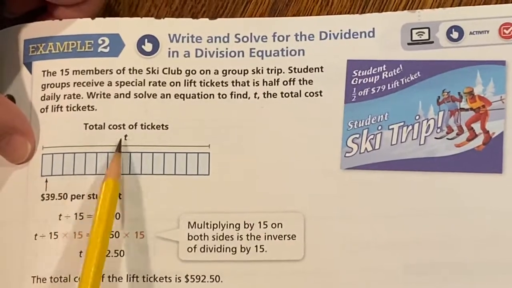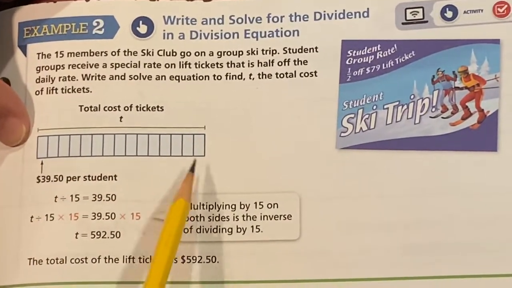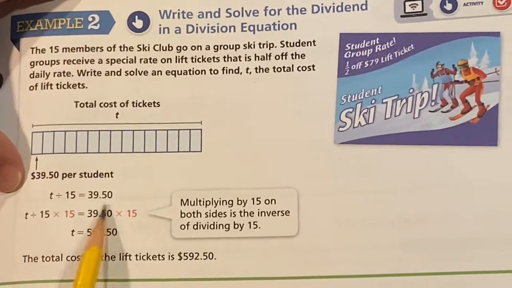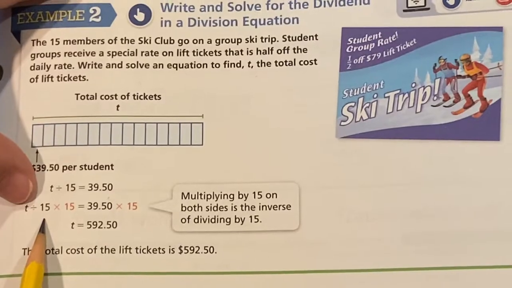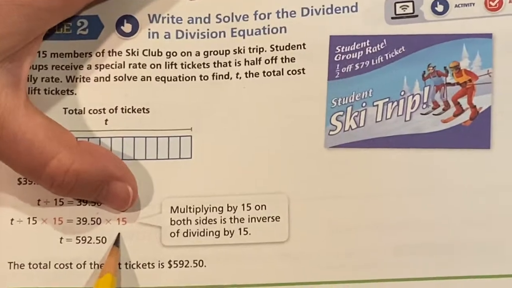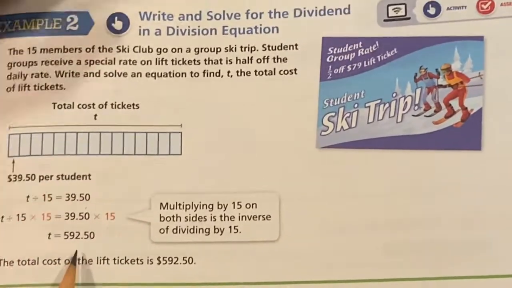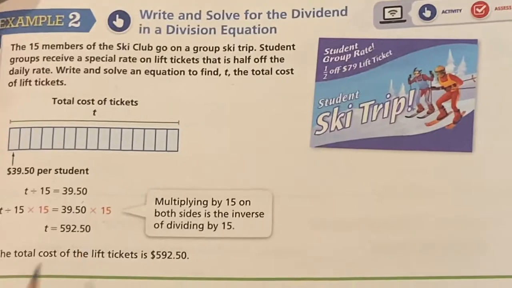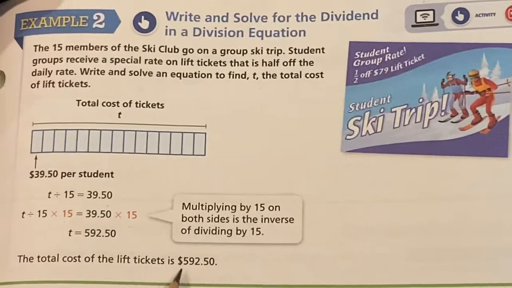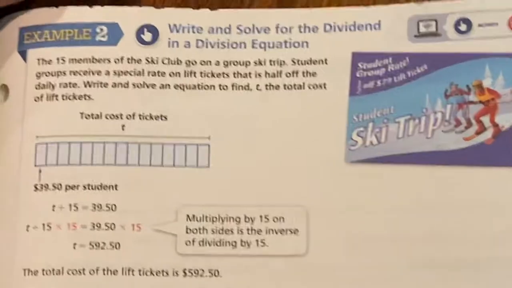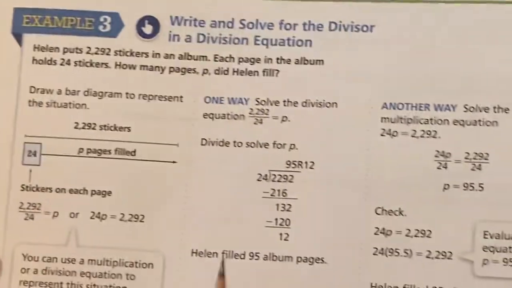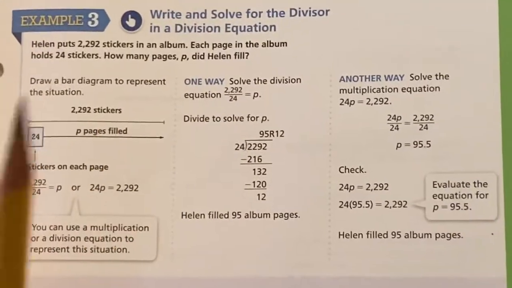Okay, so this bar is divided into 15 equal parts, and T divided by 15 equals 39.50. T divided by 15 times 15, then you have to multiply the other side by 15 also, and you get T equals 592.50. All right, so the total cost of the lift tickets then is $592.50. Okay, example number 3, and then we're going to get down to some work for you guys.